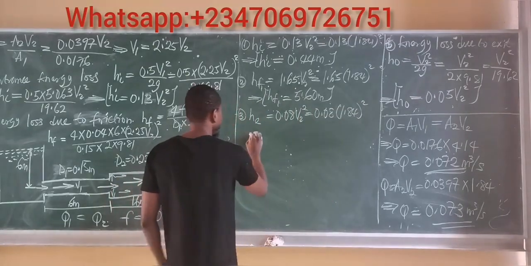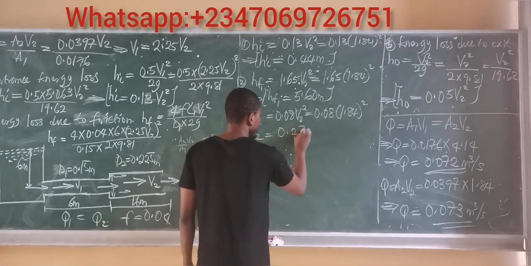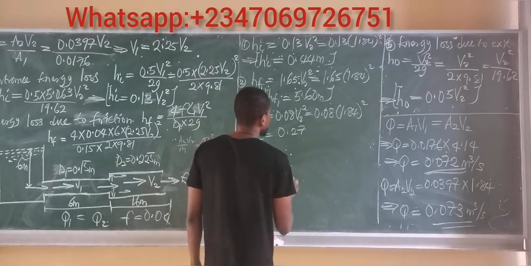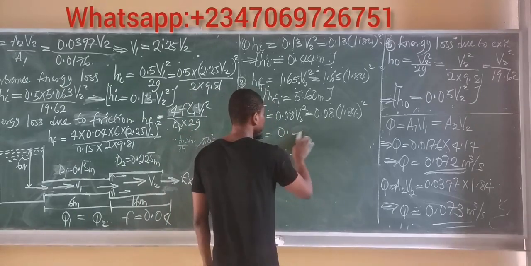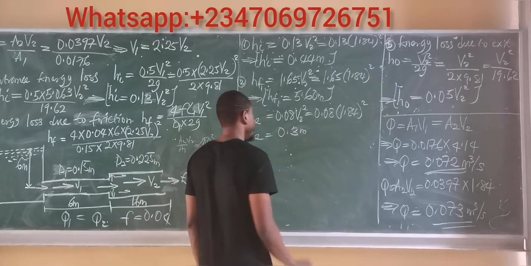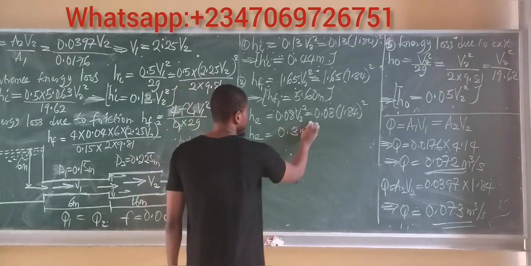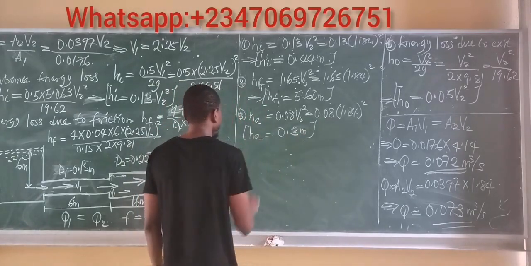Okay, so energy loss due to sudden enlargement is 0.27 in meters. Okay, let's call that 0.30, 0.3 in meters, just approximate. You have 0.3 in meters. That becomes energy loss due to sudden enlargement.